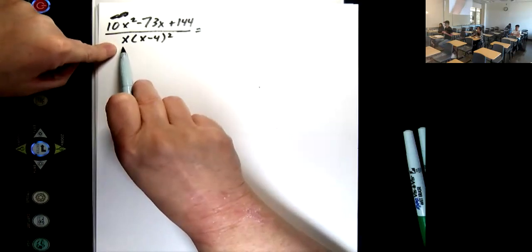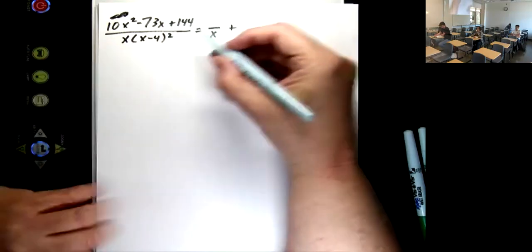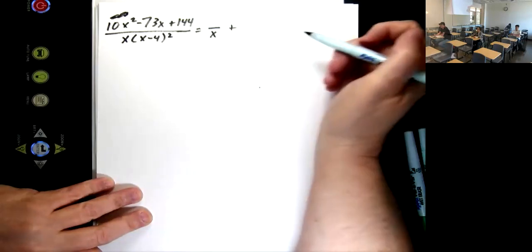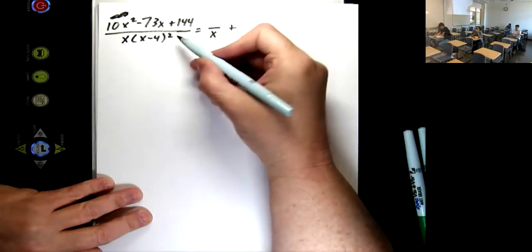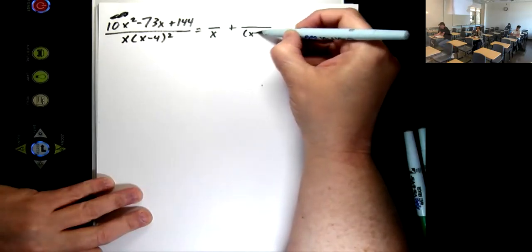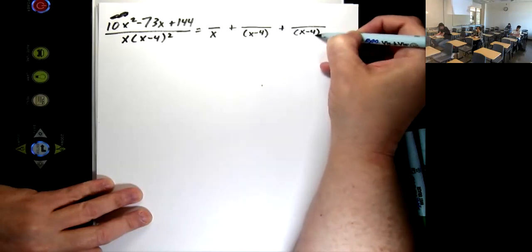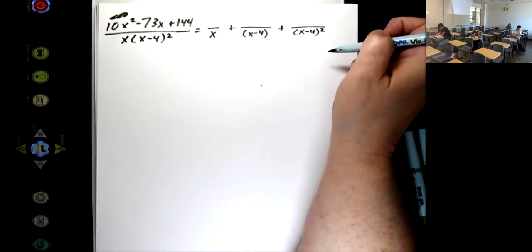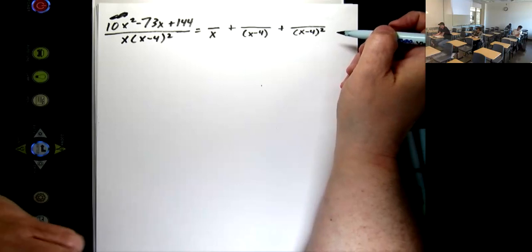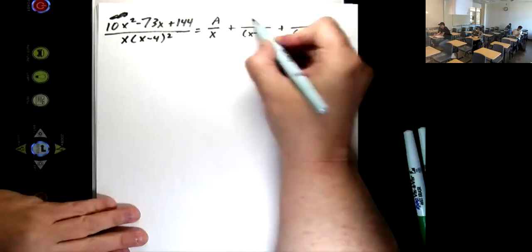First thing we have is an x. That's got to go on bottom. Now we have an x minus 4 squared. Since it's squared, we got to have one that isn't squared and one that is squared. I don't have anything like ax squared plus bx plus c, so I can just put constants on top.